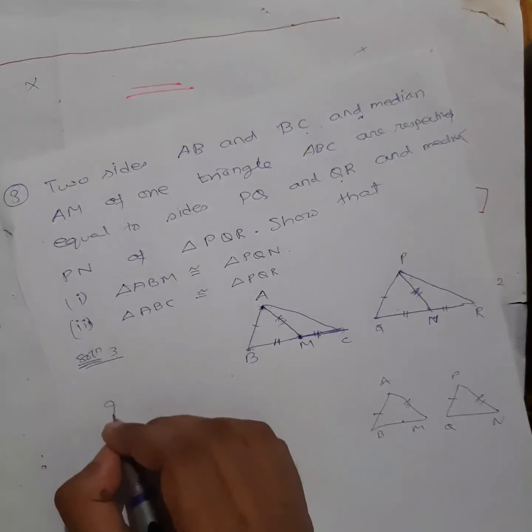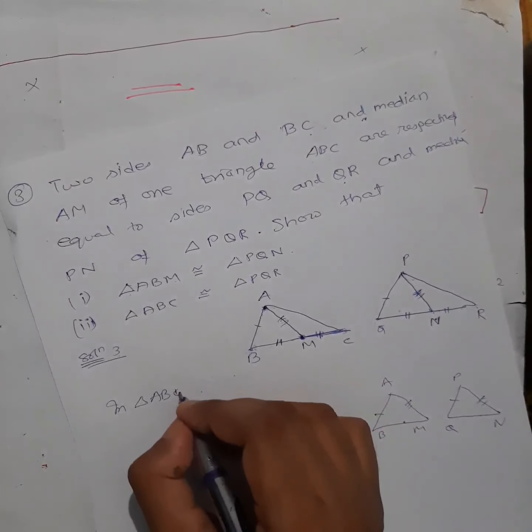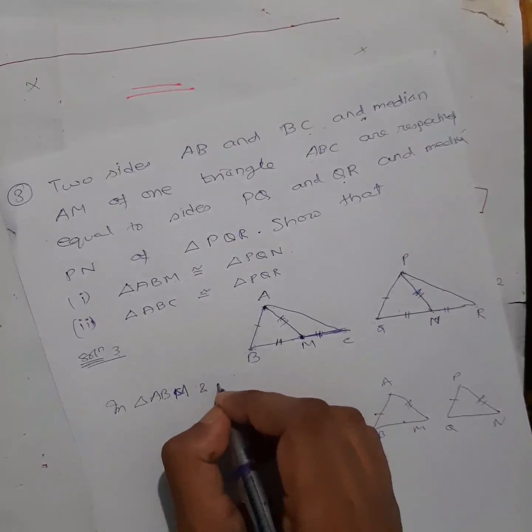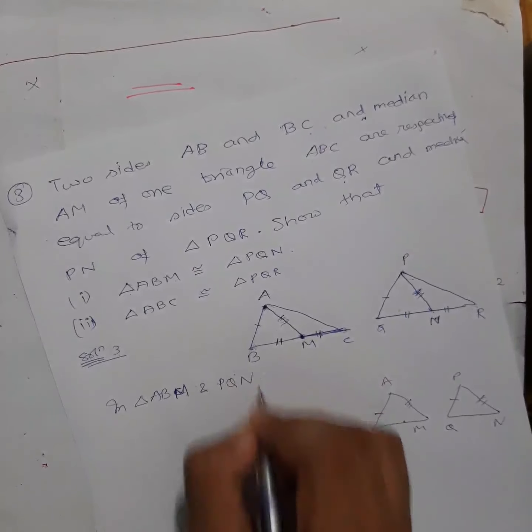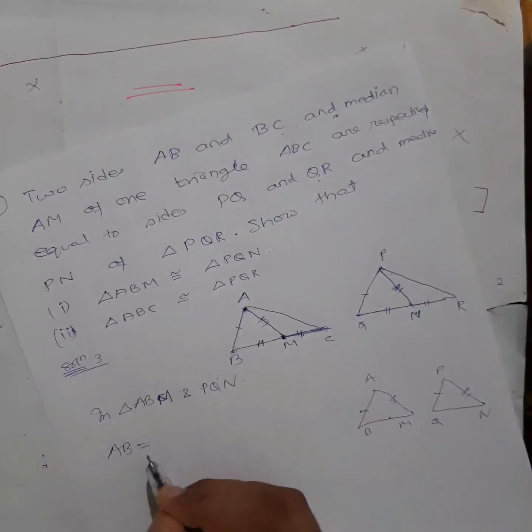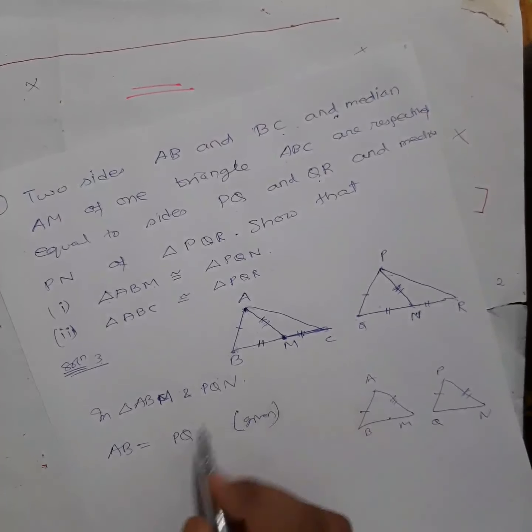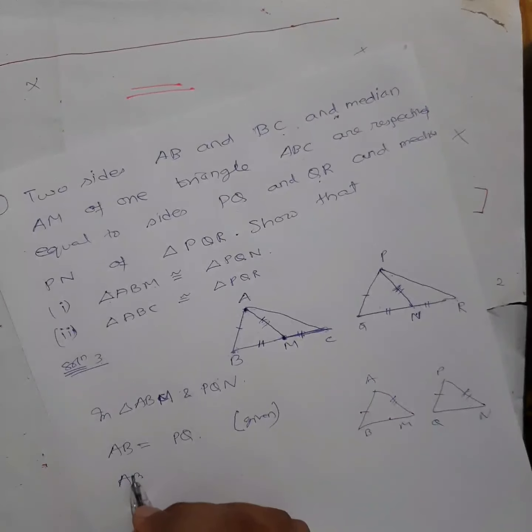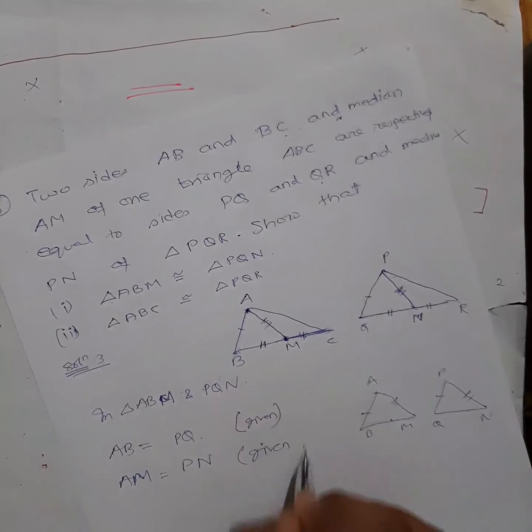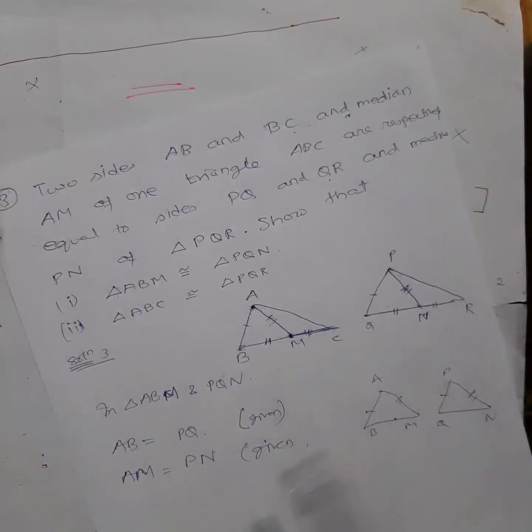Okay, so see here, in triangles ABM and PQN, what I can show: AB is equal to PQ, it's given. AM is equal to PN, this is also given. Now this is not given. BM is equal to QN is not given, but we know this will be equal. We have to show this here.